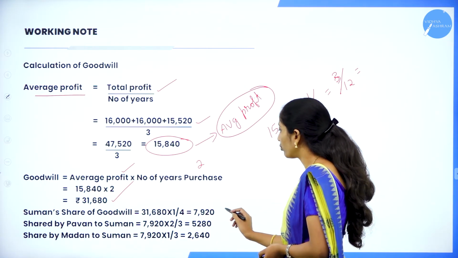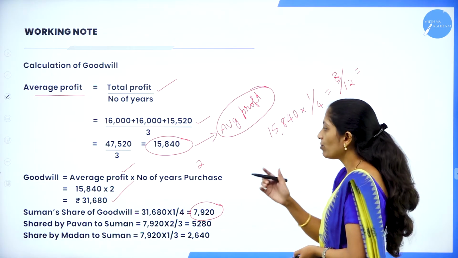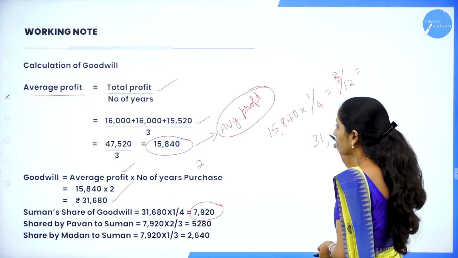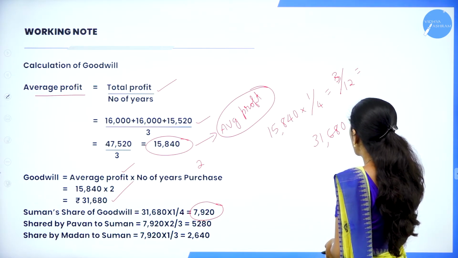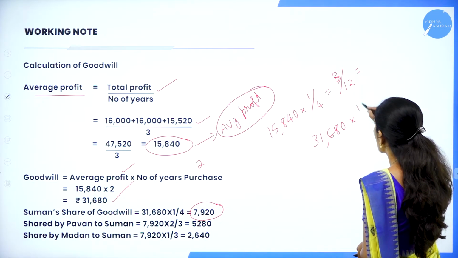31,680 into 1 by 4. How much will we get? 7,920, like in the earlier problem. The total goodwill is 31,680. Now we have to calculate only the deceased partner's share, which is 1 by 4.